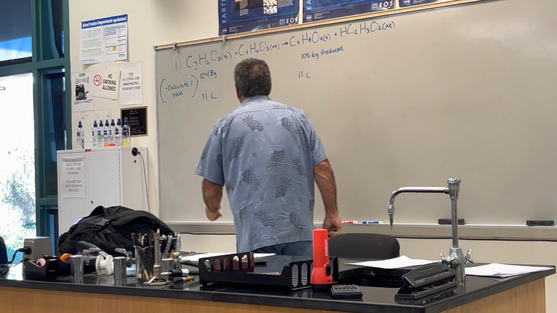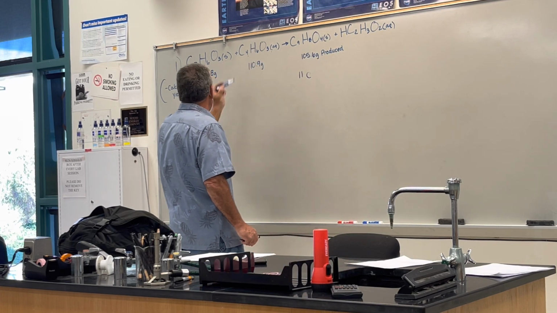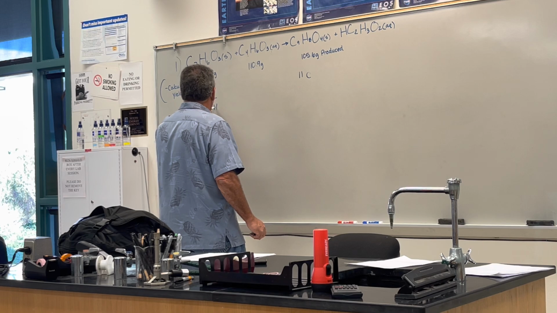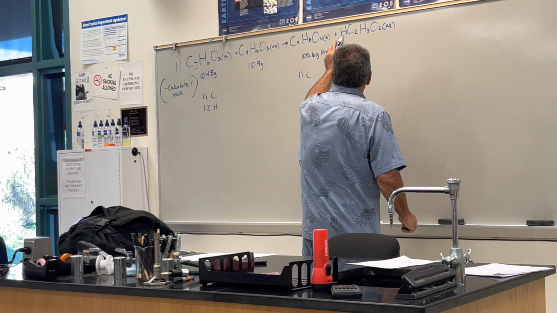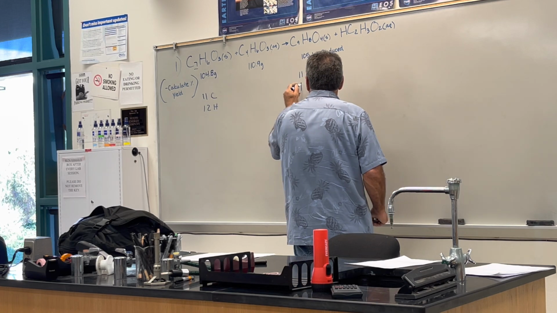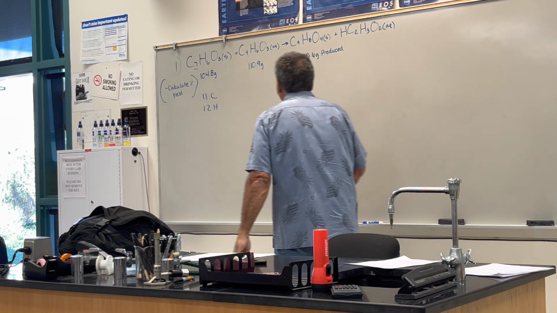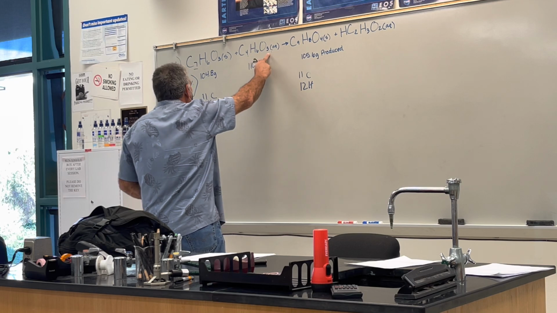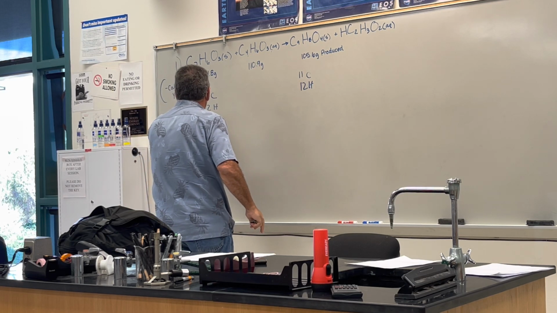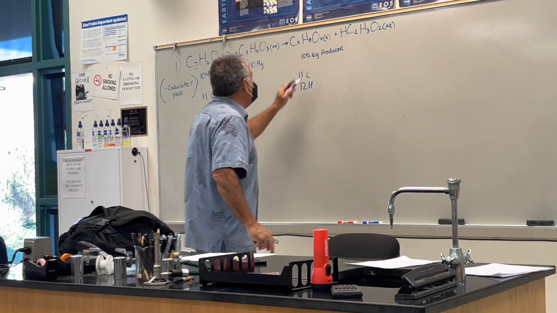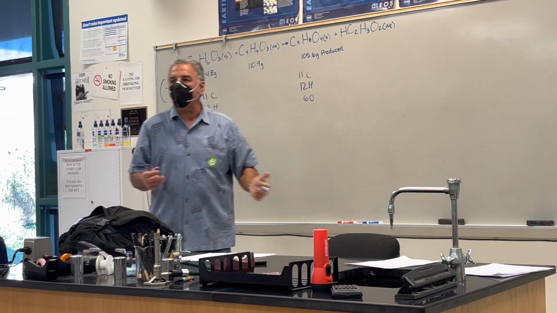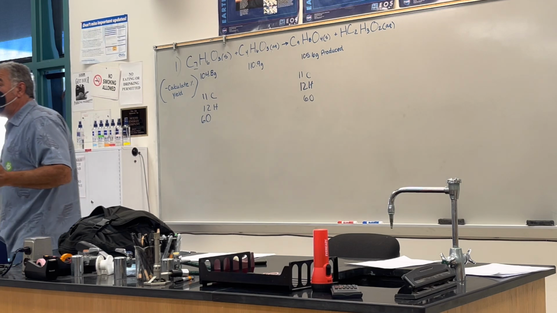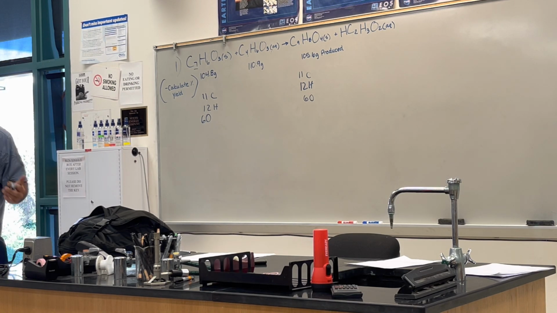Good. 6, 12 hydrogens. Does everyone see that? 8 and 9 and 3 is 12 hydrogens. Oh, this is looking good. Oxygens, 3 and 3, that's 6. 6 oxygens. And then 4 and 2, that's 6. So we have the same number on each side, which means we don't have to do any balancing. It's already balanced. Yay!